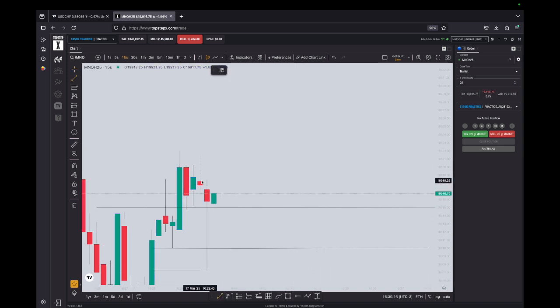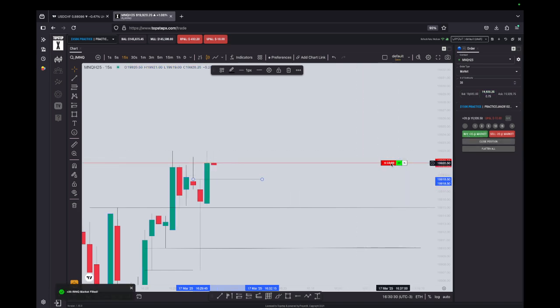Now it gave us a nice little resistance here. If it closes above that line, you're buying. Does it close? Does it close? It closed. Order filled. You're buying.